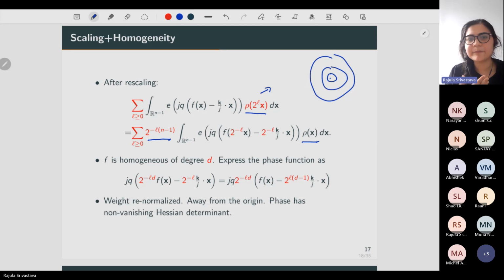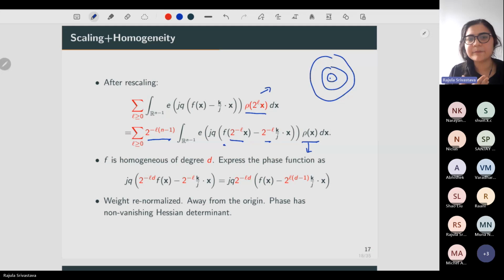So for the rho, to get a dyadic partition of unity, I start by taking a function rho which lives around the unit annulus. Then I scale things to approach the origin. But here, once I've scaled things back, I am again away from the origin, where everything is good. That's nice. But what has happened is this factor 2 to the L has now come inside the phase. And now I have to see what that does.